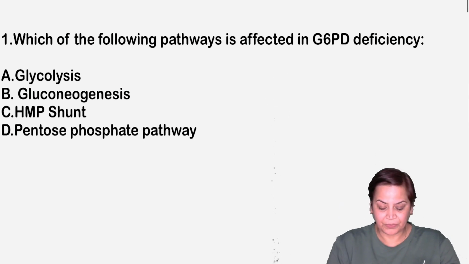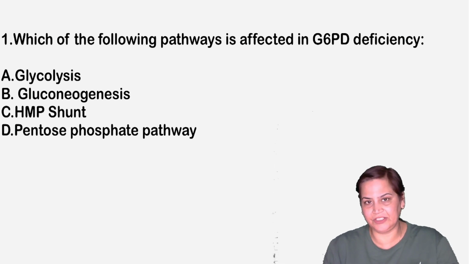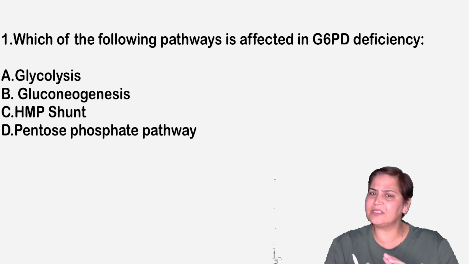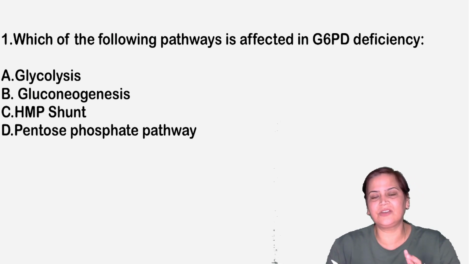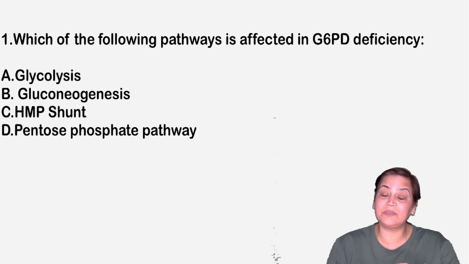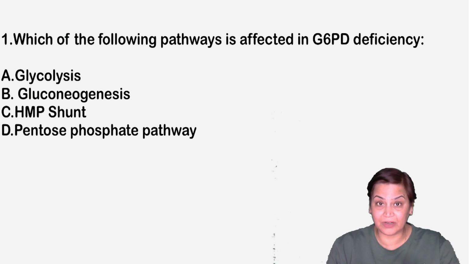Question number 1: which of the following pathways is affected in G6PD deficiency? Now if you look at this question, this is a very straightforward question. Whenever you study biochemistry, we always emphasize one thing, that you should know about the rate limiting enzymes, rate committed enzymes. In fact, I tell in my class every time that you have to make a separate chart for that.